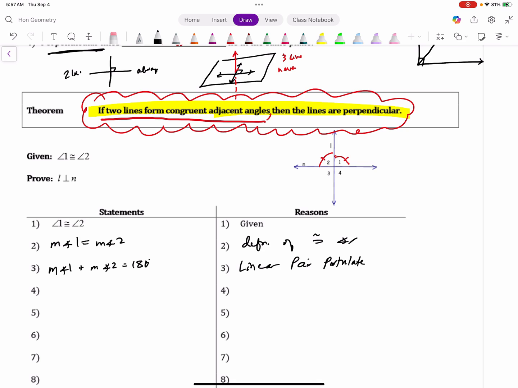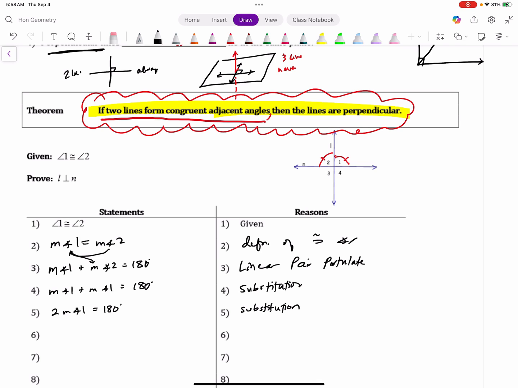Okay. Since the measure of angle 2 equals the measure of angle 1, why don't I just plug that in here? So I could have the measure of angle 1 plus the measure of angle 1 is 180 degrees. And that's just a substitution, which would be that two of those measures of angle 1 make 180 degrees, which is also a substitution. I'm not substituting from another line; I'm just substituting a value that equals another value. By adding like terms, the measure of angle 1 plus the measure of angle 1 is twice the measure of angle 1.